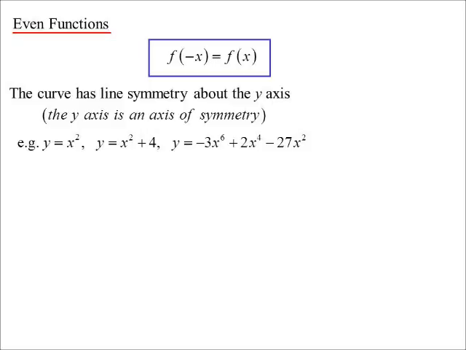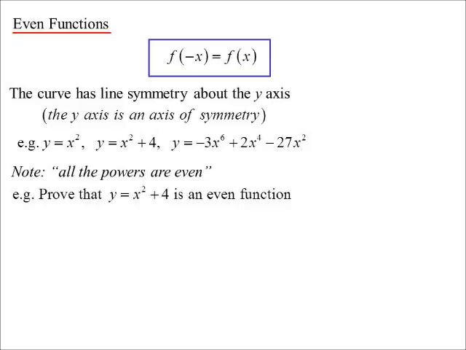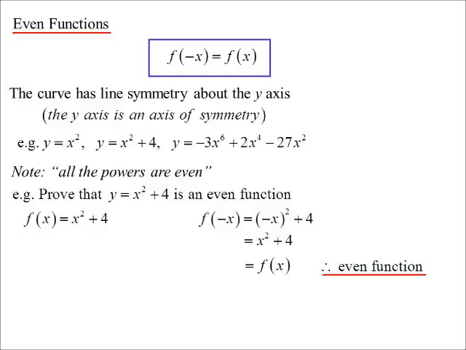So, all right. Yeah, all the powers are even. Let's go and prove x squared plus 4, just in case you don't believe me that 0 we're pretending is even. Function x is x squared plus 4. Function negative x would be negative x squared plus 4. Square negative x, you get positive x squared. Oh, look. That's the same as function x. Even function. All right. Told you that bit was going to be quick.